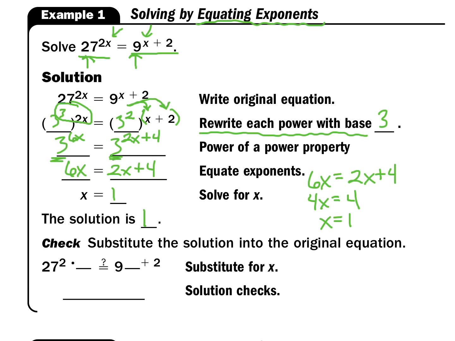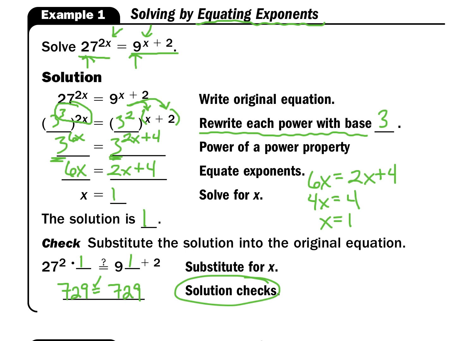So 27 to the 2 times 1 power, is that equal to 9 raised to the 1 plus 2 power? Okay, so that would be 27 squared, which if you do that on a calculator or on paper, you get 729. And 9 raised to the 1 plus 2, or 9 to the third, or 9 cubed, on a calculator or on paper, you get 729. So because 729 is equal to 729, the solution checks.